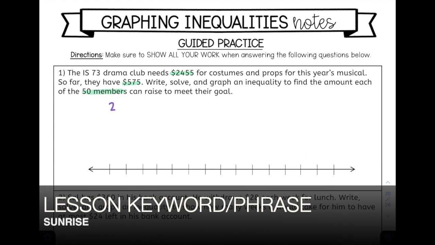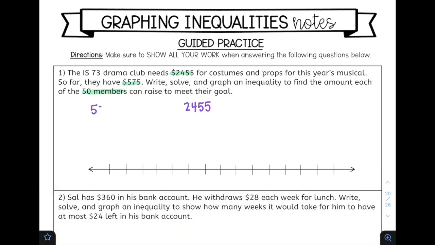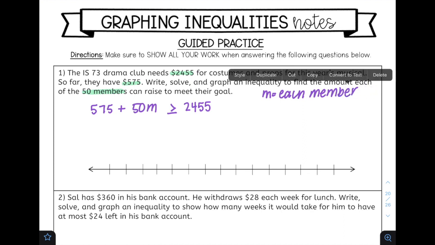So we have the total. We have what we started with. And we have the total number of members. So this has to be greater than or equal to. So that's how much we need. If we start with 50, we have to figure out how much each of them are going to raise. So we'll have M for money, how much each member made, M. There we go. Raises. Okay, and then from this point, we can actually start to solve.